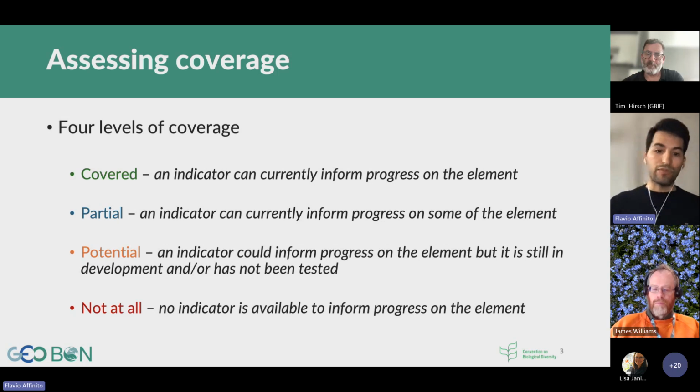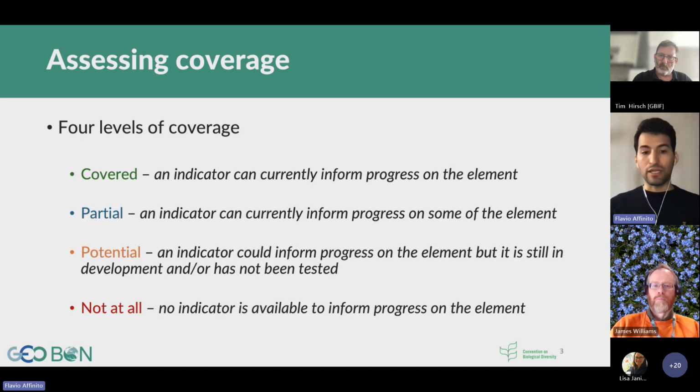On the exact opposite, we've got not at all in red, which is where there is no indicator in the monitoring framework that is currently able to do any progress tracking towards an element. So whenever we have a full gap, that is what we were referring to. Then we've got 2 intermediate states, the upper one being partial in blue, where there exists an indicator in the monitoring framework that is relevant to the element, but it doesn't allow us to track the whole language of the element. I'll show some examples in a minute, but essentially the indicator might be able to track part of that element, but not the whole thing.